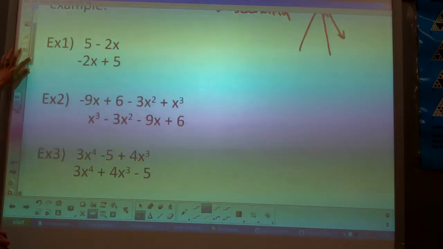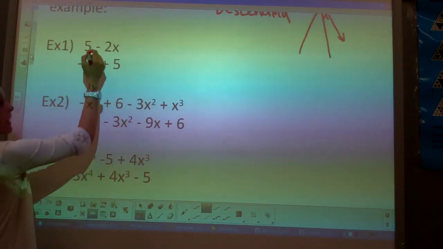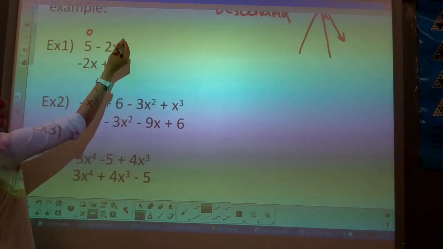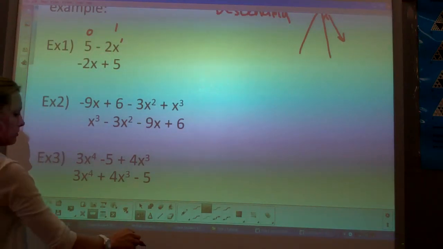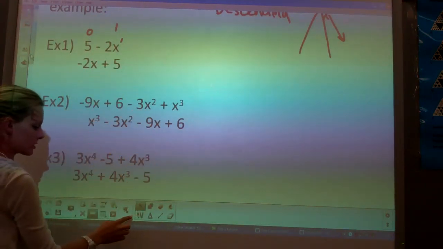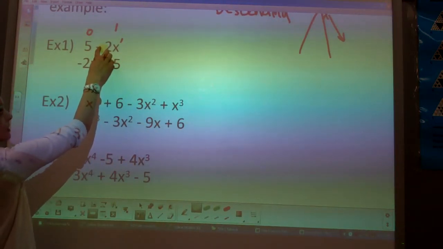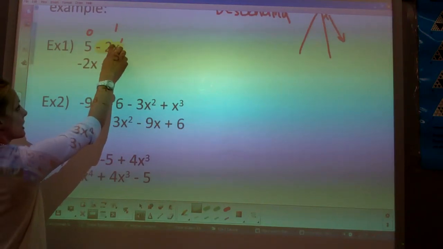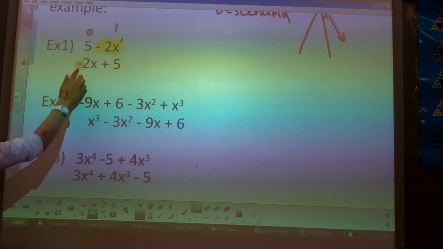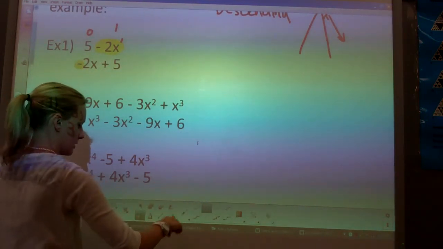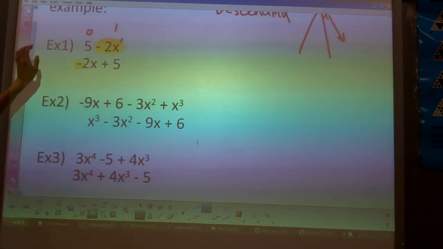So for example 1, we have 5 minus 2x. The degree on 5 is 0. The degree on 2x is 1. Because 1 is bigger than 0, this negative 2x should go first. Keep in mind, whatever charge the 2x has needs to follow. Because it's a negative, you need to bring the negative out front when you reorder it. So this should be negative 2x, and that's a positive 5, so plus 5.